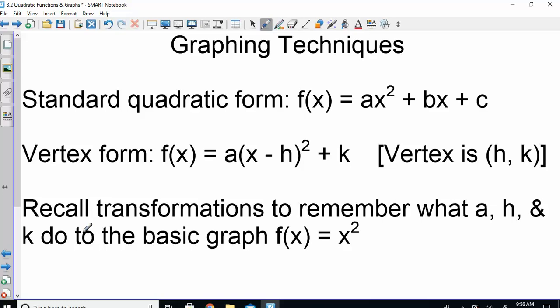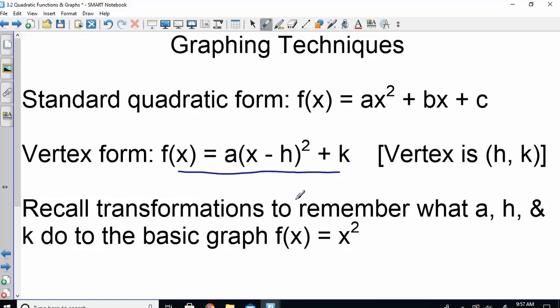So when we graph this, our techniques are going to kind of depend on what form our equation is in. The first form, standard form, is the one we already wrote down. F of x equals ax squared plus bx plus c. It could also be given in vertex form. A times x minus h squared plus k.